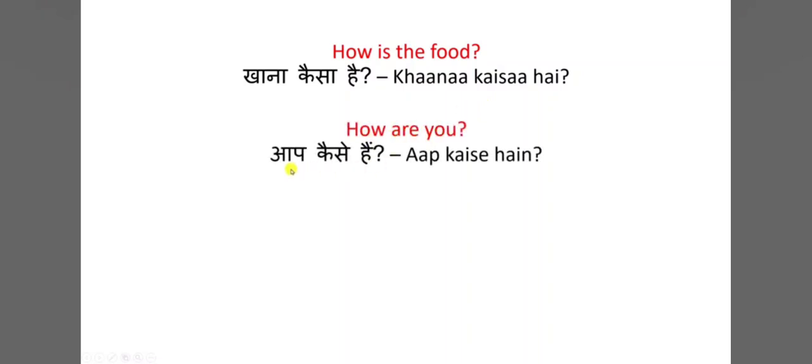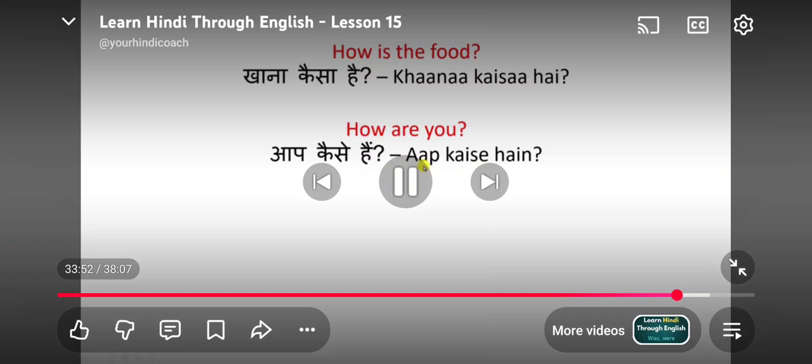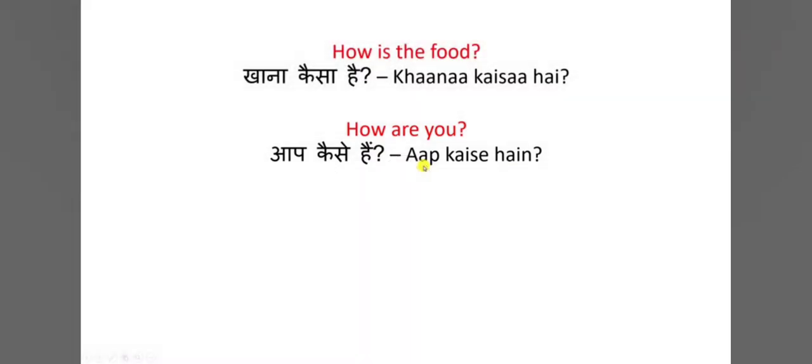Okay, how are you? आप कैसे हैं? आप कैसे हैं? आप is you, कैसे is how, हैं is are. Now we have selected the respectful version, aap. Correct? When we select aap, you know that it is by default plural, and so we have selected kaise.